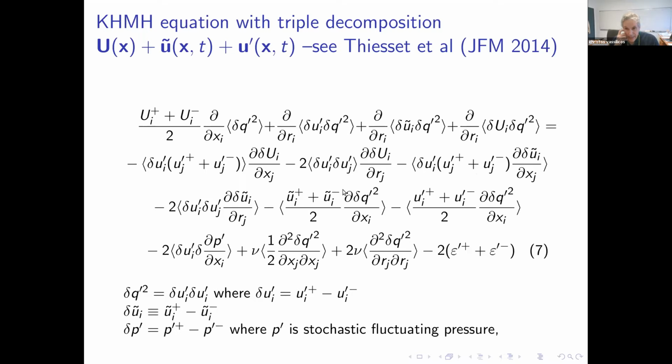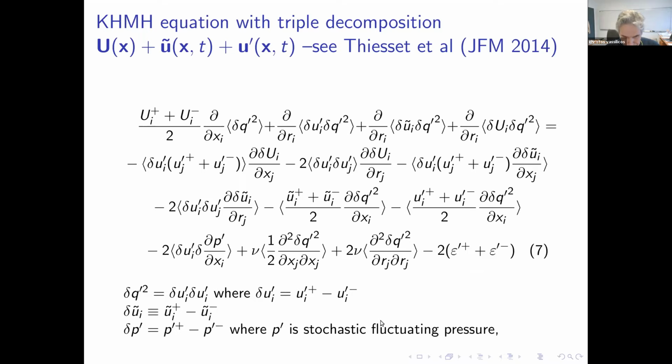I seem to have made a mistake and wrote it down twice. Sorry. No, I didn't write it down twice. This is transport of stochastic energy by coherent motions. And this is transport of stochastic energy by stochastic motions. And this is the pressure velocity term, the two diffusion terms, and the dissipation of the two points we are looking at, the two points we use to probe the flow.